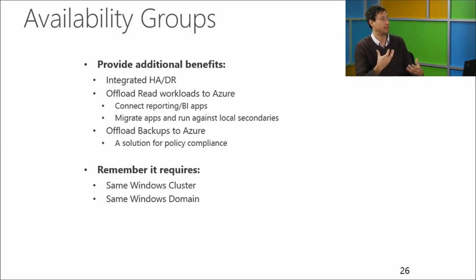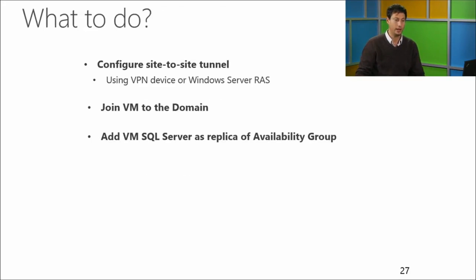And this means that the secondary in the cloud and your on-premise SQL Server need to be running in the same Windows cluster, and because of that, they need to be running in the same Windows domain. Okay? Now, to achieve this, if you want to make sure that those secondaries can be part of the same Windows domain as on-premise, you need to configure a site-to-site tunnel, and you can do this using a VPN device or Windows Server Remote Access Services.